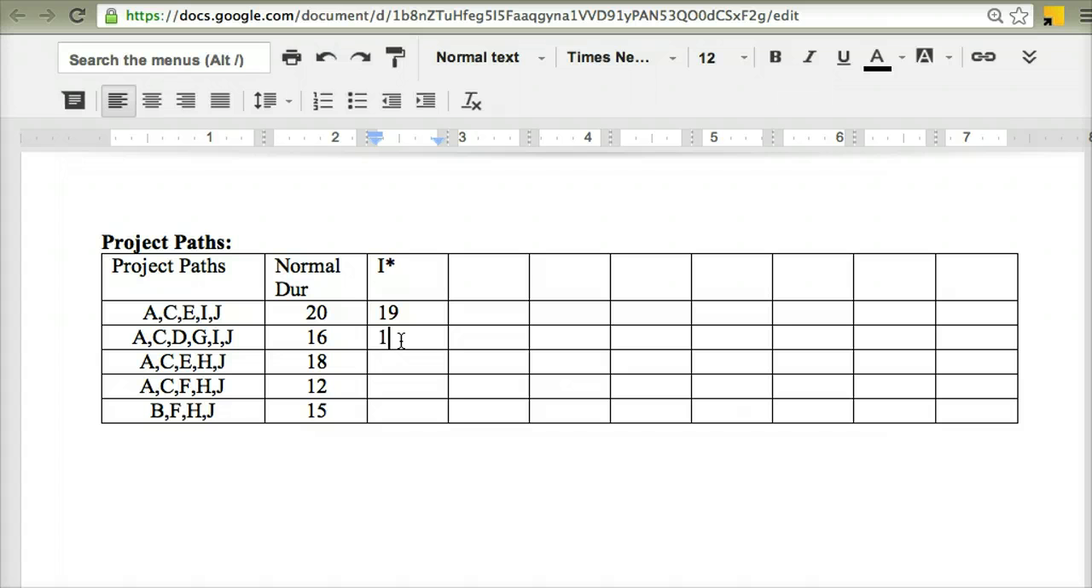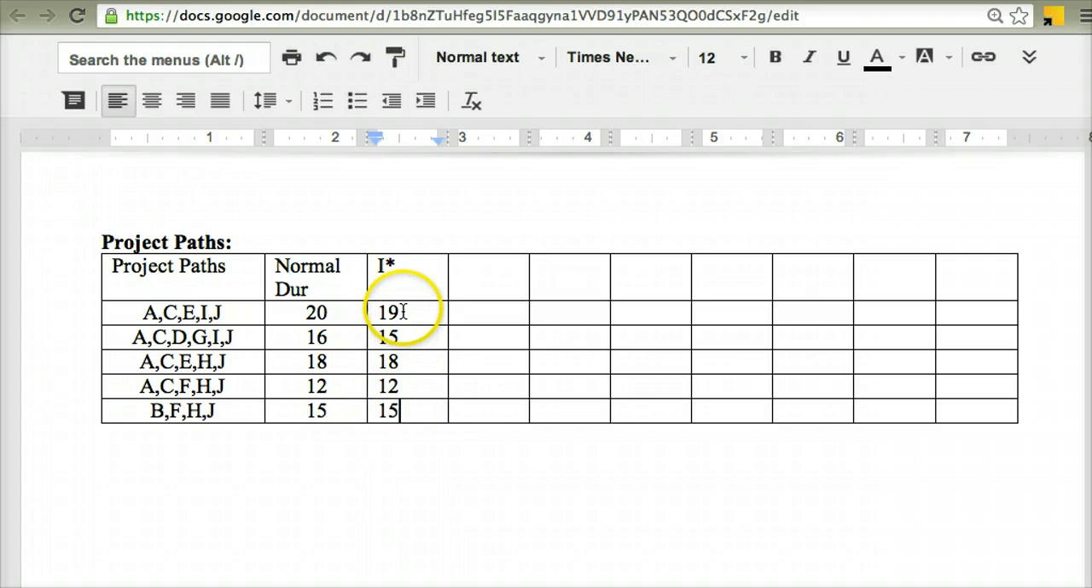Because I is on it, that now goes down to 15. I isn't on this path, so that path duration stays the same. It stays at 18. This path also doesn't have I, so that path stays at 12. And this path stays at 15 because I isn't on that one either. So I'm keeping track of what my paths are looking like.